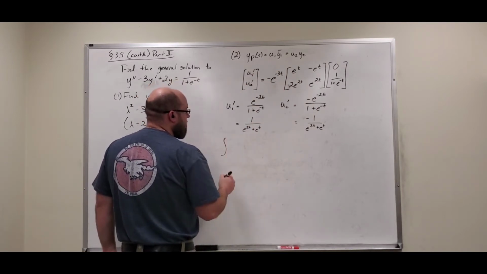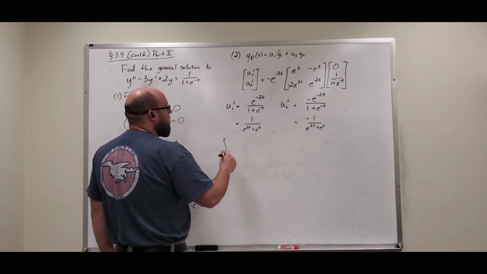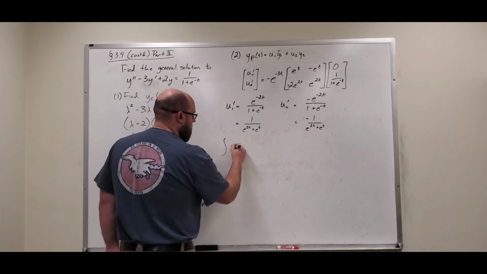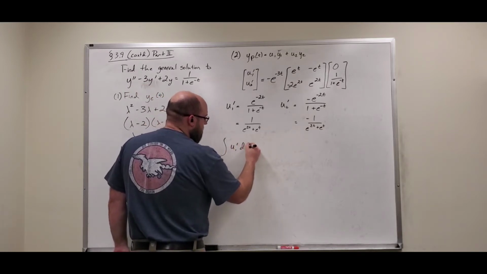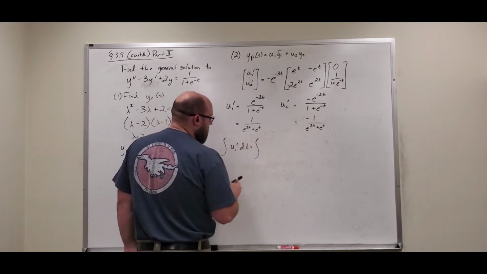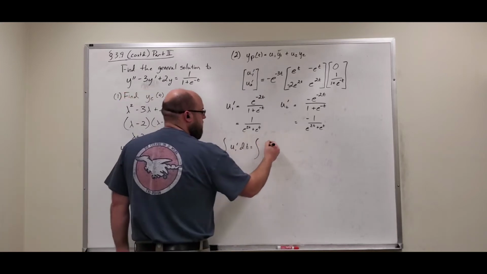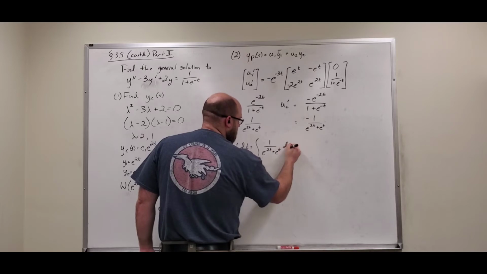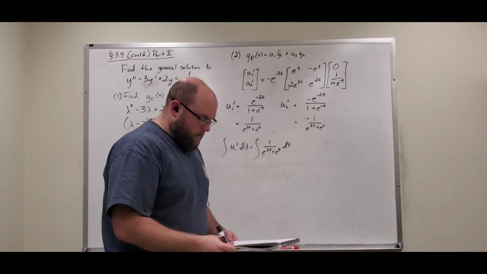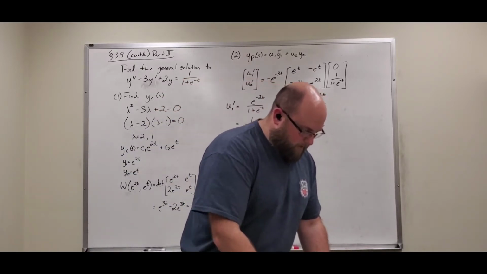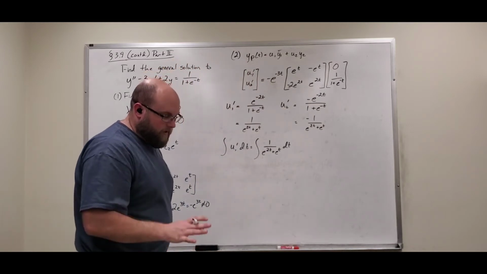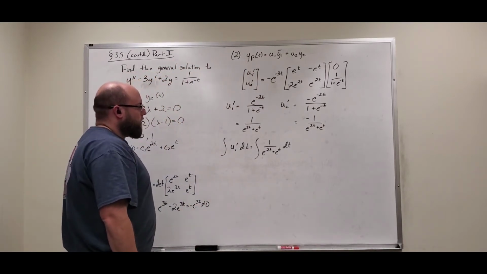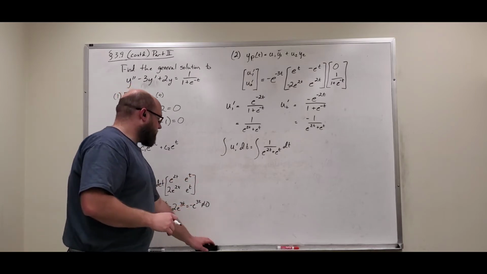So the integral of our u1 prime dt is equal to the integral of 1 over e to the 2t plus e to the t dt. Now this looks a little bit complicated. That's okay. It is right now, but we're going to work with this. So I'm going to focus on this one just for right now.